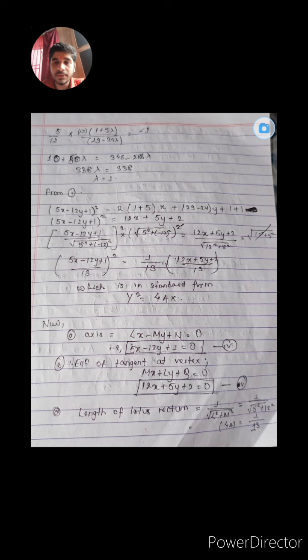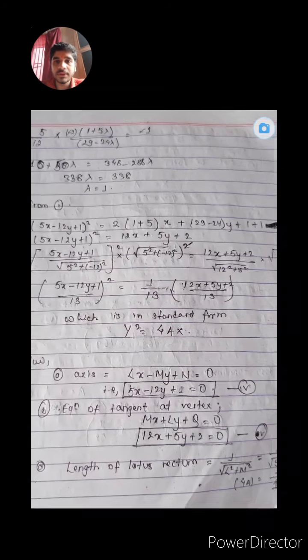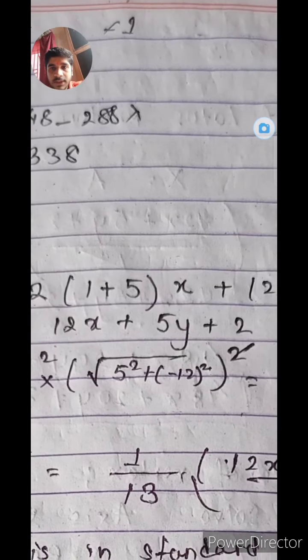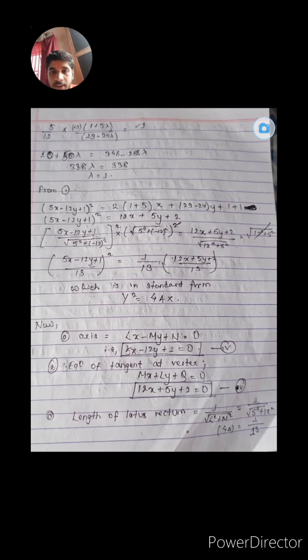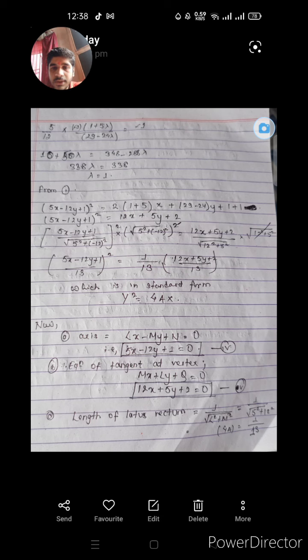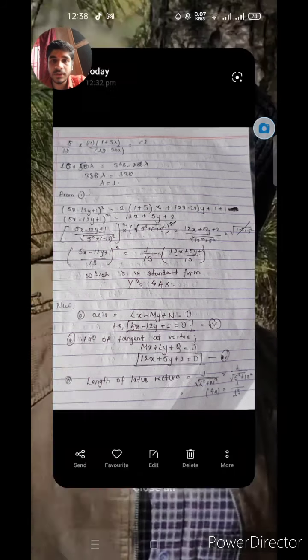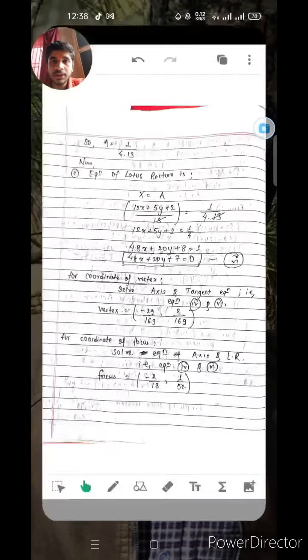Let this equation be 4, and the equation of the tangent at the vertex is given by mx plus ly plus q equals 0, which is on the right hand side, and here 12x plus 5y plus 2 equals 0. So the length of the latus rectum is given by 1 by root under L square plus M square, where L is 5 and M is 12. By solving this we get the length of the latus rectum as 1 by 13. So let's move forward.